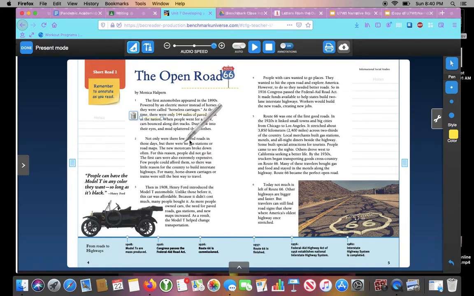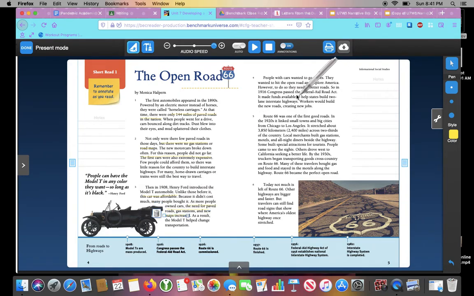So I'm going to stop for a second and think about, in this paragraph, it tells me that the first cars were extremely expensive. And I think that's important because later down here, it mentions that Henry Ford's Model T automobiles were affordable. They were not expensive. So because it didn't cost much, many people bought it. As more people owned cars, the need for paved roads, gas stations, and new maps increased. As a result, the Model T helped change transportation. So up here, it says that there were no gas stations or road maps. And so people didn't need to build real highways or real roads because not very many people had cars. But then after the Model T was made, the need for new roads, gas stations, and maps increased.